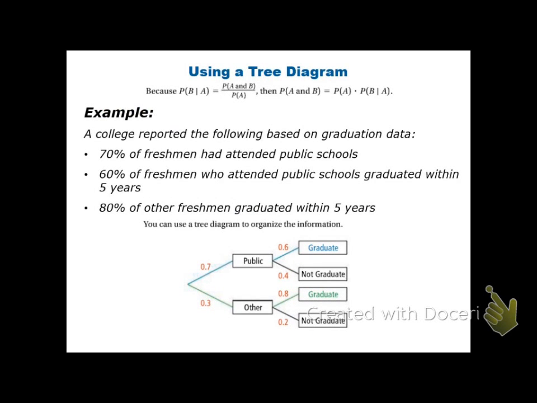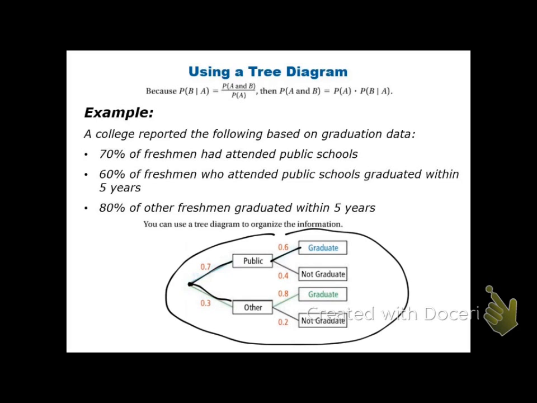All right, so for the first one, we've got information here that's telling us that 70% of freshmen attended public schools, 60% of freshmen who attended public schools graduated within 5 years, and 80% of other freshmen graduated within 5 years. And so this tree diagram here was created to illustrate this information. It's showing that 70% of kids went to public school, 60% of them graduated in 5 years, 30% went to other schools, like private schools, and then 80% of them graduated in 5 years, and 20% of them did not. So we're going to use this tree diagram to find probability in the next slide.